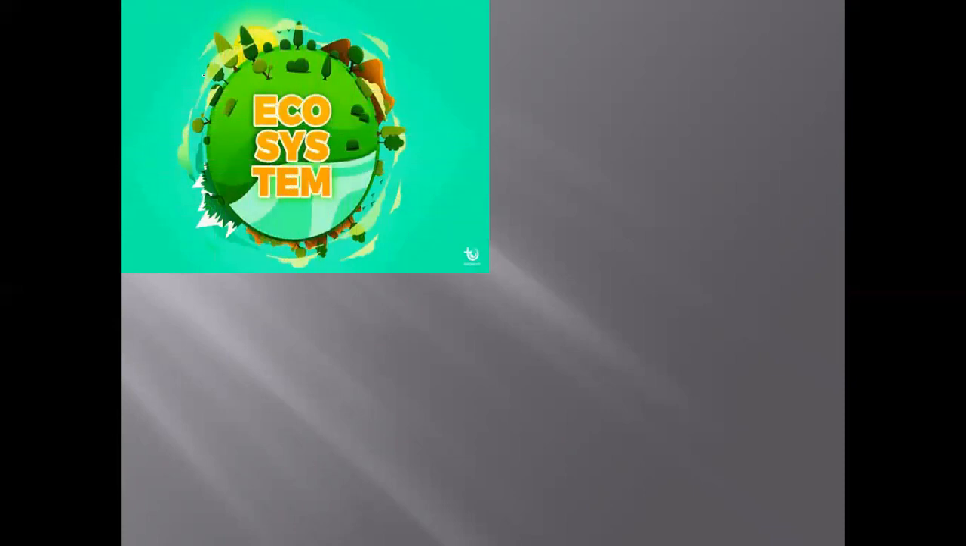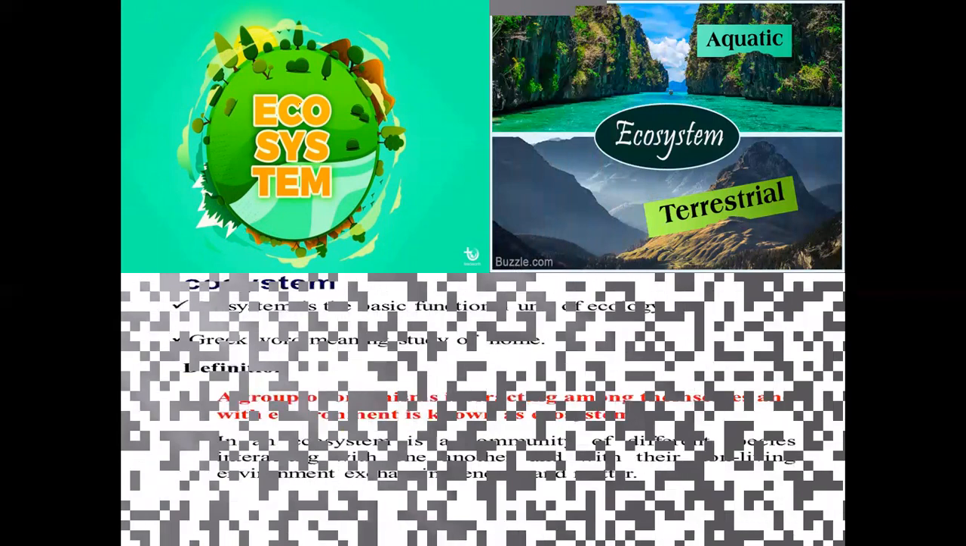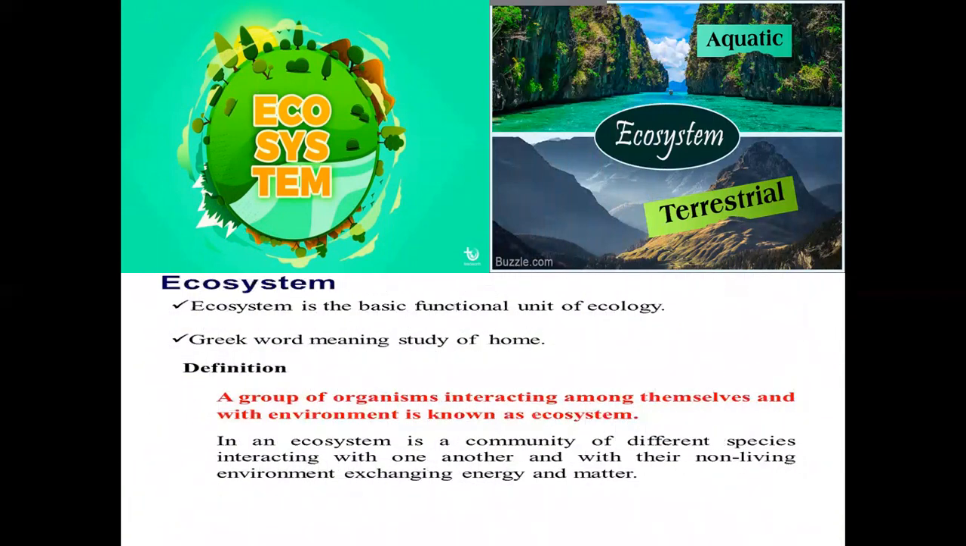So an ecosystem is like a home-like structure where living and non-living factors interact with one another. Ecosystems can be terrestrial, like the land, or aquatic, like the water, and here are different ecosystems as well. In brief, ecosystem is the basic functional unit of ecology. Ecology is the study of ecosystems, a functional unit in which the living organisms interact with one another.